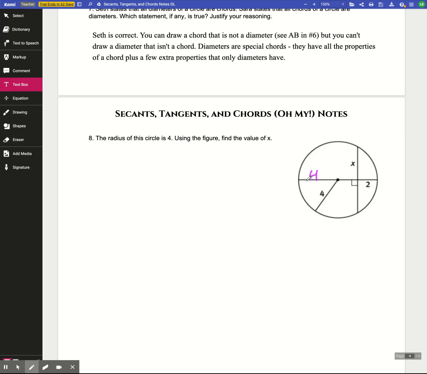So from here to here has to be 4. From here to here has to be 4. Okay, so that could help you. You could draw another radius in right here, and that would be 4. Okay, so keep that in mind because there's a couple of ways that you can solve this problem. Okay, so I have those radii that are all 4. Okay, and I have one other thing because I have a right angle right here.